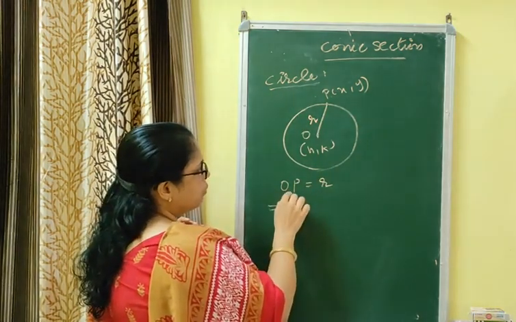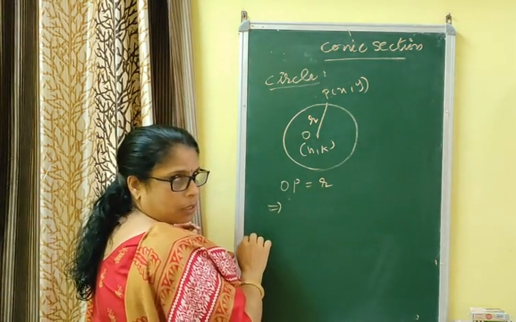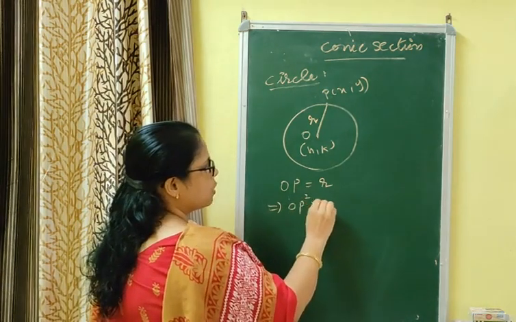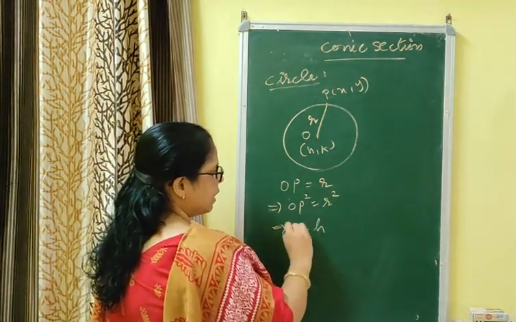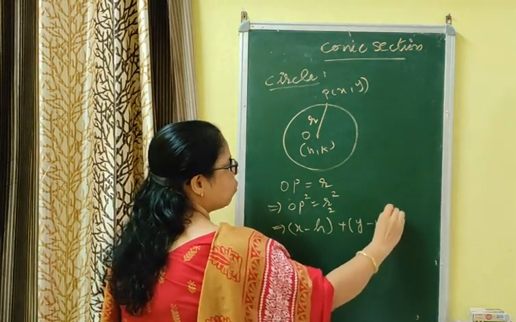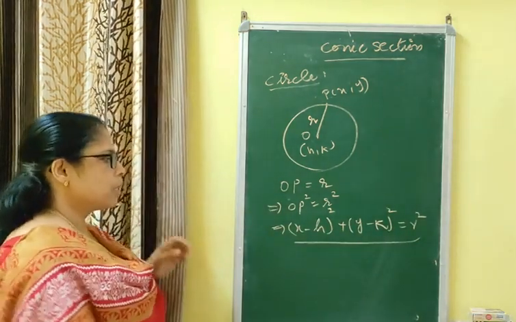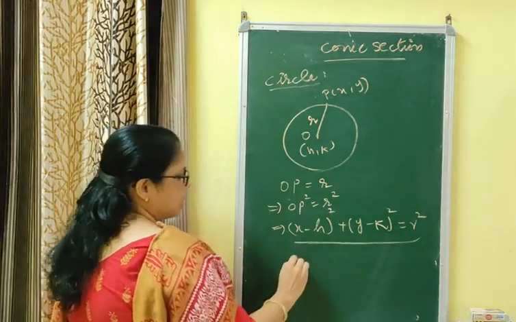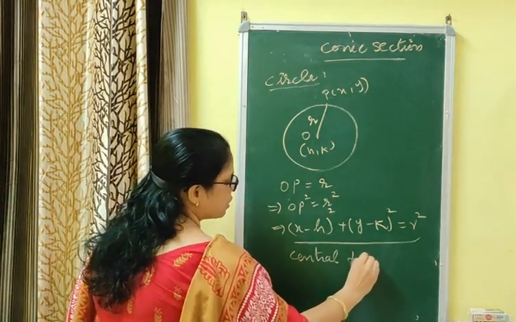Now we can find the distance OP using the distance formula, but in order to avoid the square root, we take the square. OP square is equal to r square. That implies (x minus h) whole square plus (y minus k) whole square is equal to r square. This is the equation of a circle having center at (h, k) and radius equal to r. This form of equation of circle is called the central form of equation of circle.